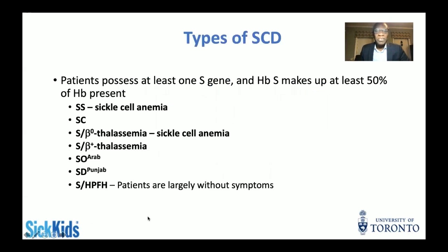What do we mean by sickle cell disease? There are various types. Patients with sickle cell disease possess at least one sickle gene, and hemoglobin S makes at least 50% of the hemoglobin present. So there could be homozygous S, SS, also called sickle cell anemia, SC, S beta 0 thalassemia, also called sickle cell anemia, S beta plus thalassemia, SO Arab, SD Punjab, or S hereditary persistence of fetal hemoglobin, which is unique in that patients with this syndrome are asymptomatic.